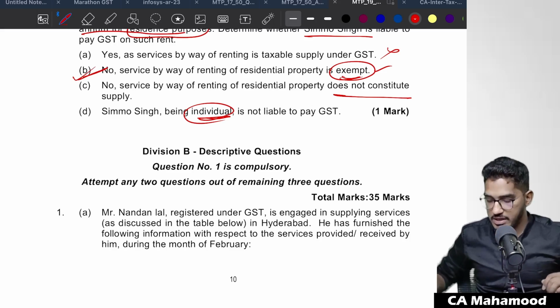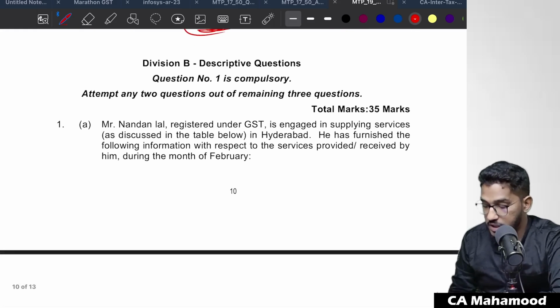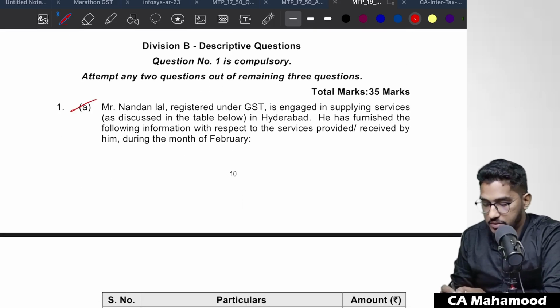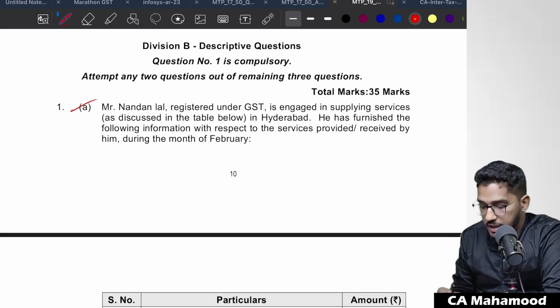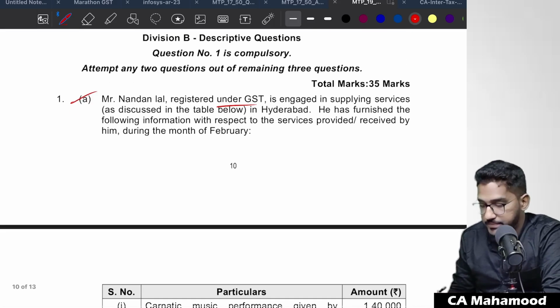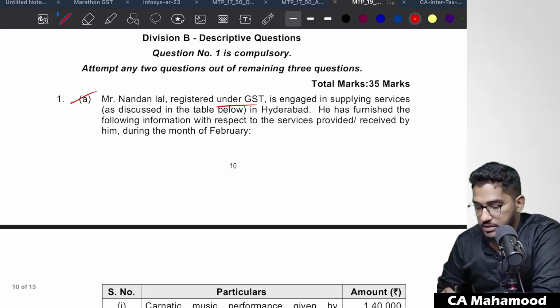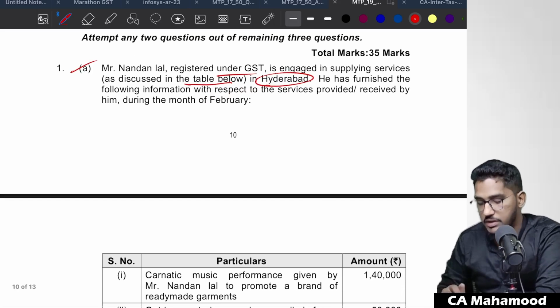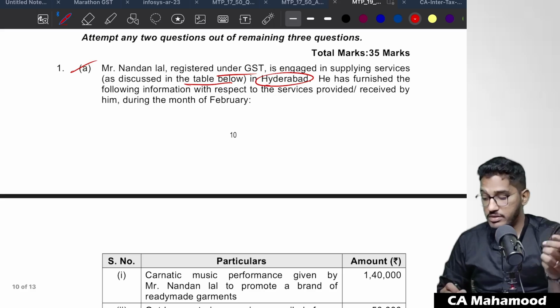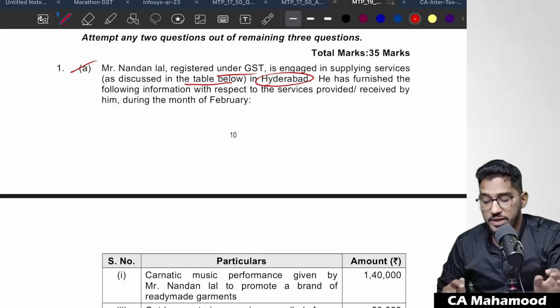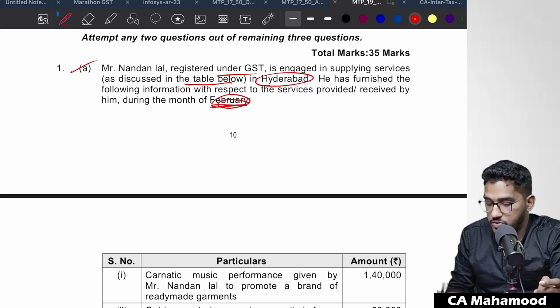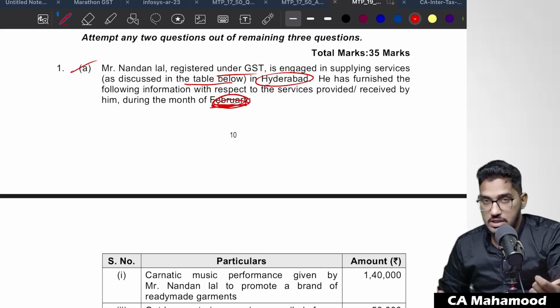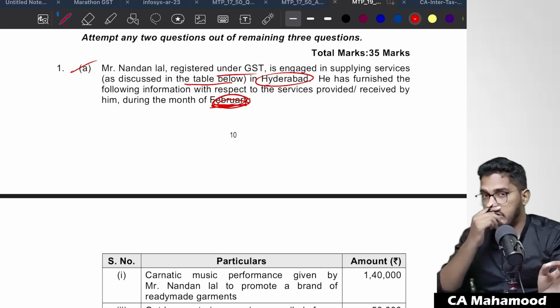So now coming to the descriptive part. We'll try to solve the descriptive part now. So what are they trying to say? Mr. Nandan Lal, registered under GST, is engaged in supplying services as discussed in the table below in Hyderabad. So he has a place of business in Hyderabad. He has furnished the following information with respect to the services received or provided by him during the month of February. So they have given what services he has supplied and what services he has received for the month of February.